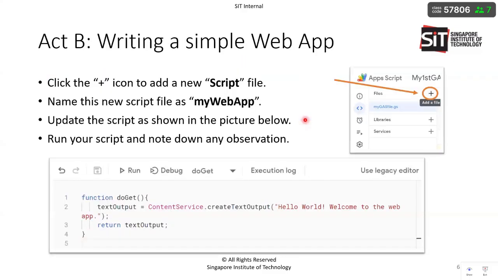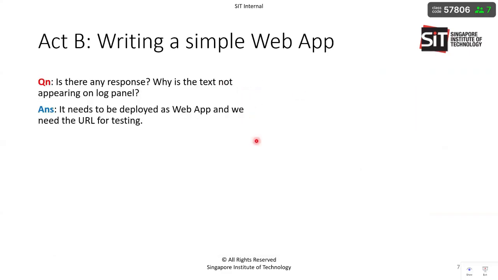Now that you have finished activity A, what you need to do is to extend that knowledge of a standalone app into a web app. To create a web app, you simply have to change the function to doGet. Here you notice that there's no input parameter. Therefore, this is the so-called simple app for you to see and experience how you can deploy and interact with your web app. So you create a new script using the plus sign and follow these instructions.